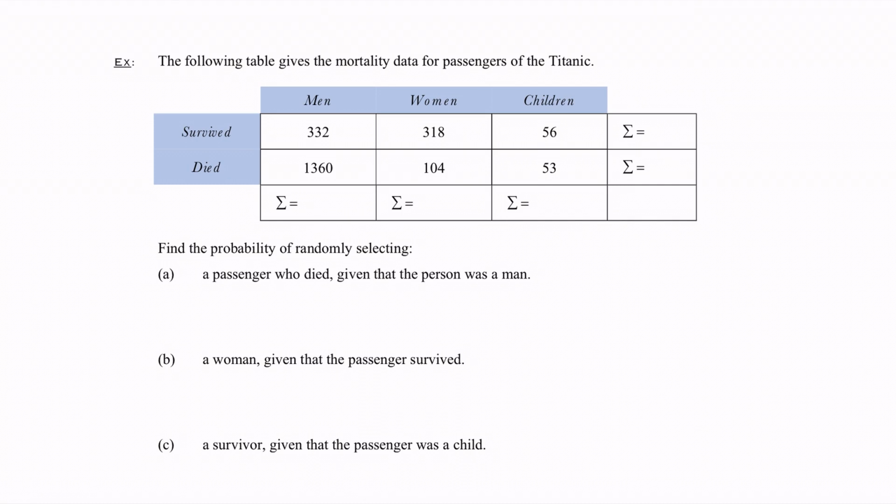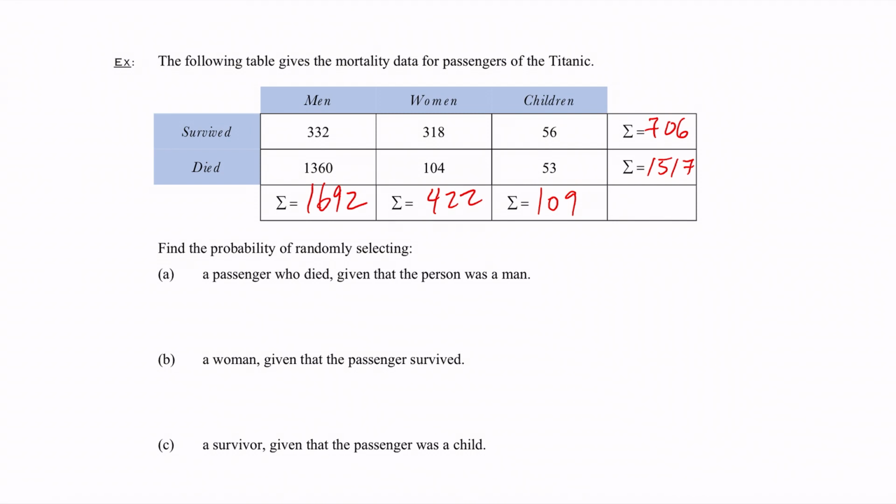So we have, adding up the men in the first column, we have 1,692 men. Adding up the women in the second column, we have 422 women. And then adding up the children in the third column, we have 109 children. Then looking at the row of survivors, we have a total of 706 that survived, and the total that died was 1,517.